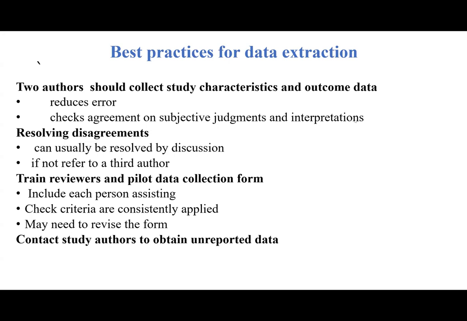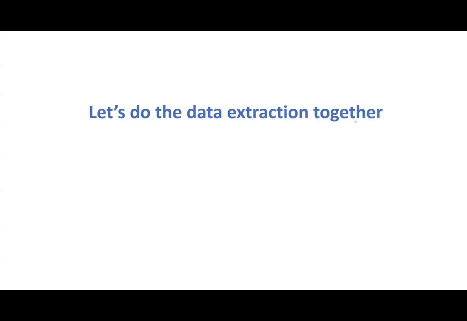Similarly, in a systematic review, we first make a pilot data collection form to see whether we are taking the data correctly or not. Contact study authors to obtain unreported data. In that way we can reduce errors in data extraction. I'm not going into the details of data extraction because I think hands-on practice is a good way to learn. So let's do the data extraction together.